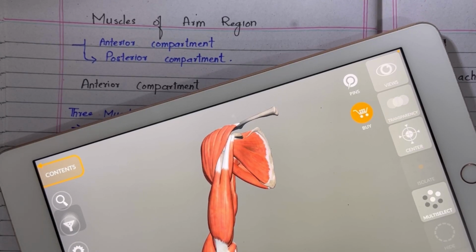Hello doctors, welcome to the lecture series of the muscles of upper limb. In this video lecture, we will discuss the anatomy of the muscles of the anterior compartment of the arm region.